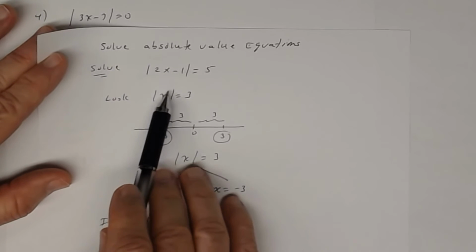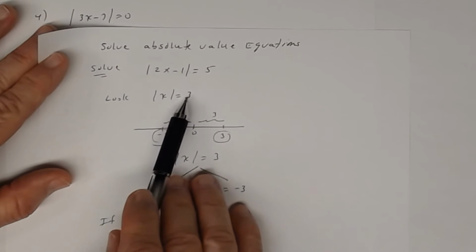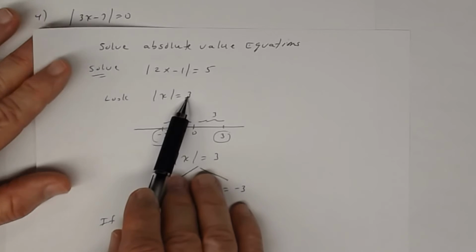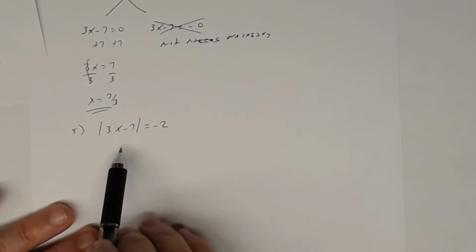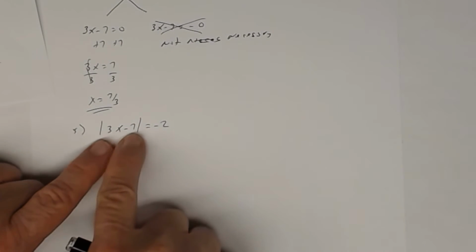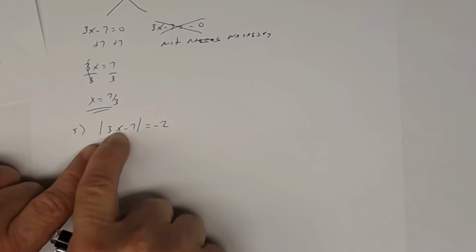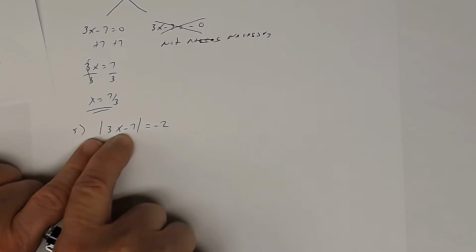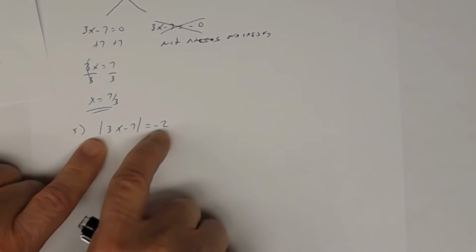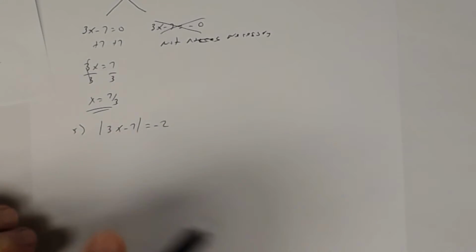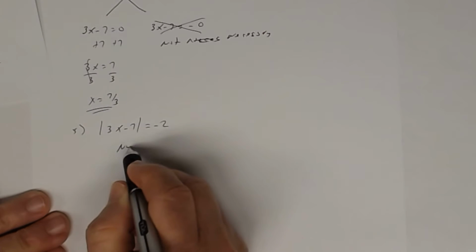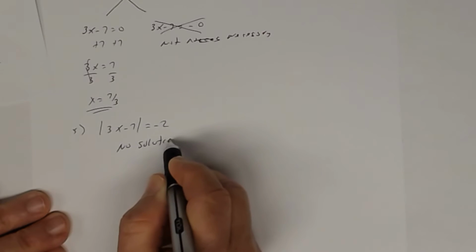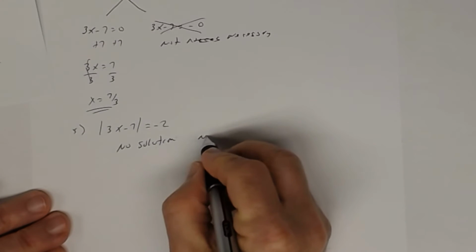But remember, the absolute value of a number is always positive or 0. So if you look at this, I'm taking the absolute value of the expression. So no matter what real number I substitute in for x, the absolute value of that number will either be positive or 0. It's never negative. So you see that since that's a negative on this side, you're going to say no solution.